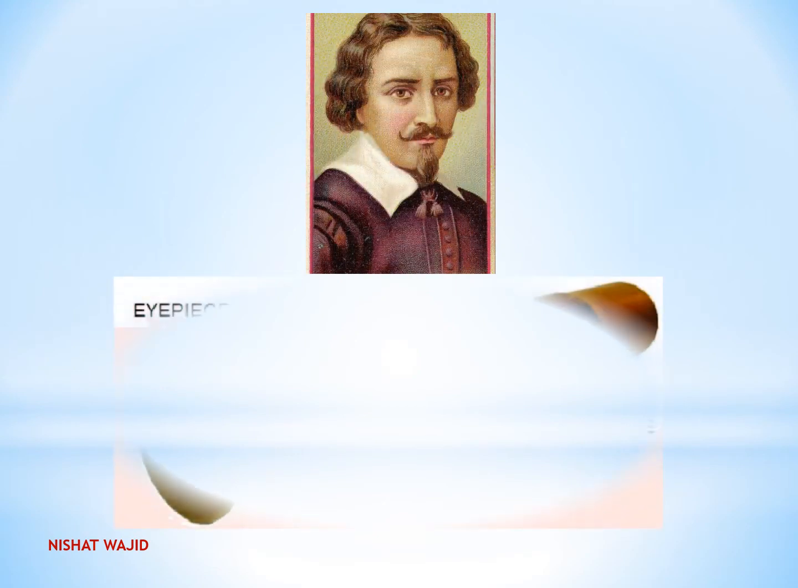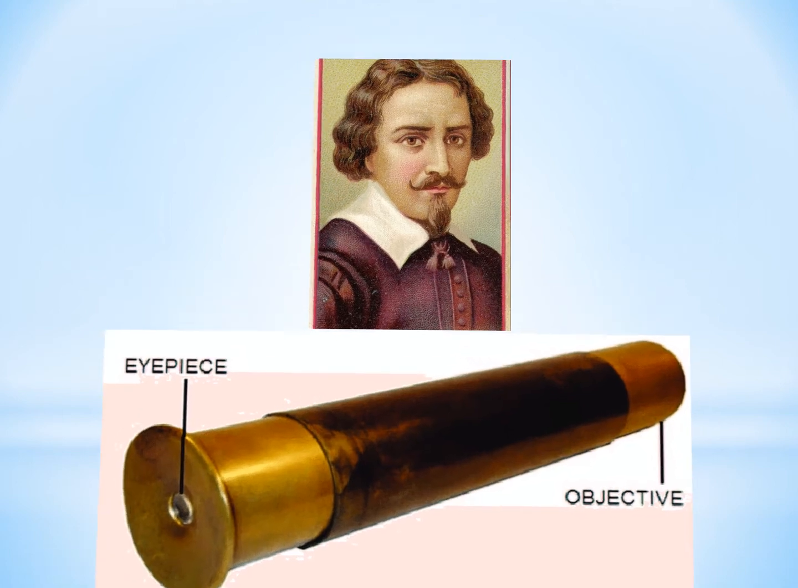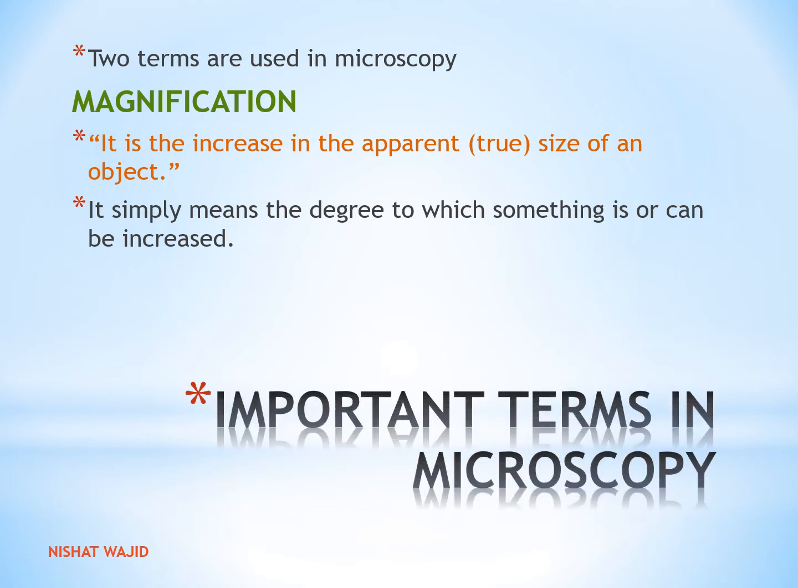On this slide you can see the first microscope made by Zacharias Janssen in Holland in 1595. Here are important terms which are used in microscopy. We will discuss two terms. First one is magnification. It is the increase in the apparent or true size of an object. It simply means the degree to which something is or can be increased as compared to its original size.